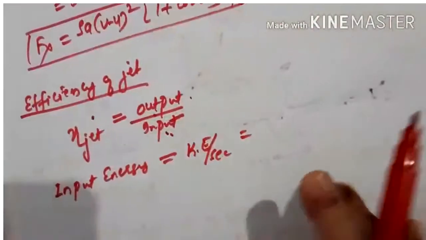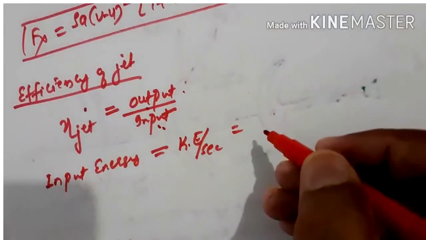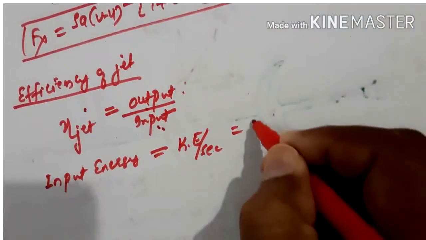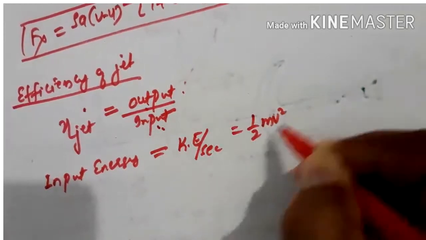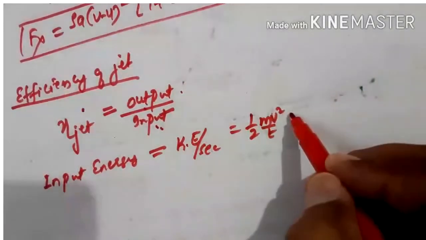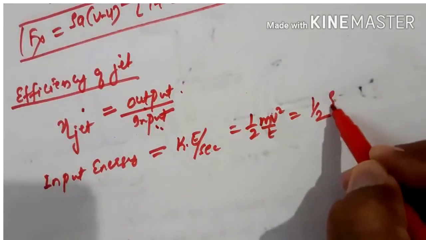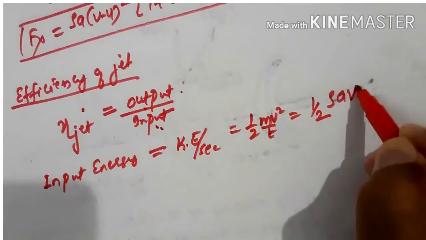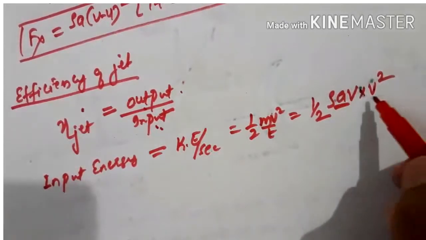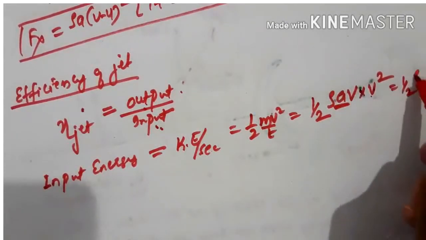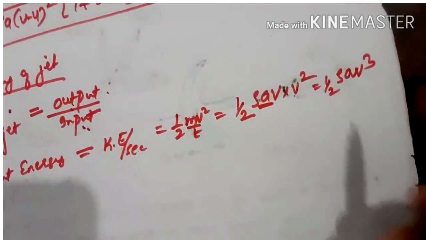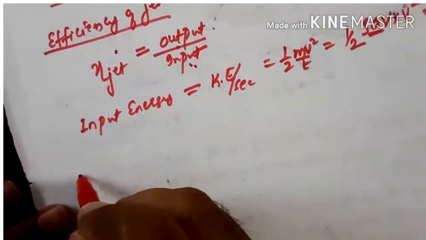So how can the kinetic energy be calculated? Half m v square is the kinetic energy, but it is to be taken per unit time. Then it becomes half rho a v into v square. So mass per unit time will be equal to rho a v, into v square. It becomes half rho a v cube. Now the output energy.